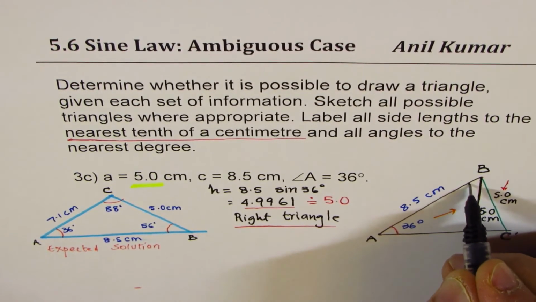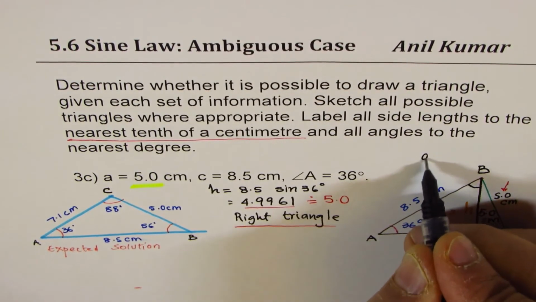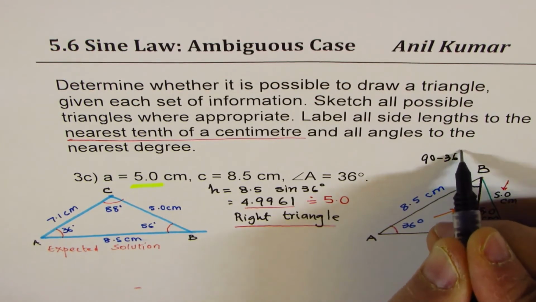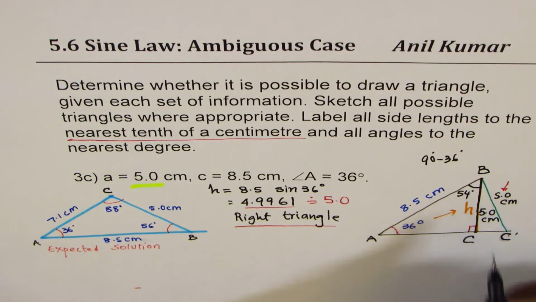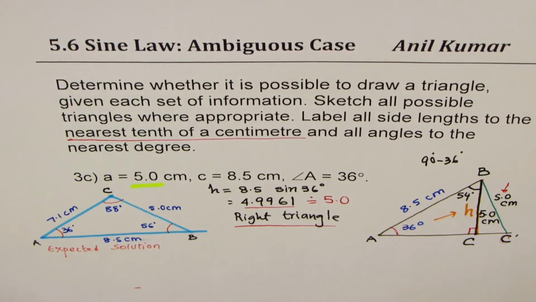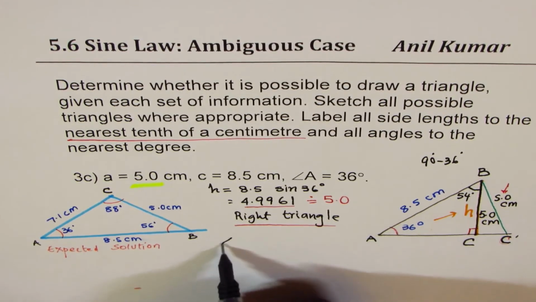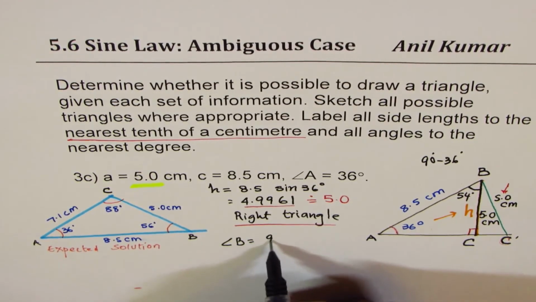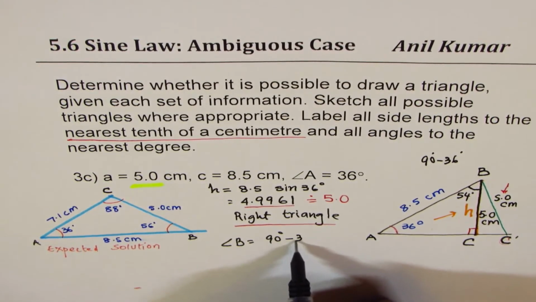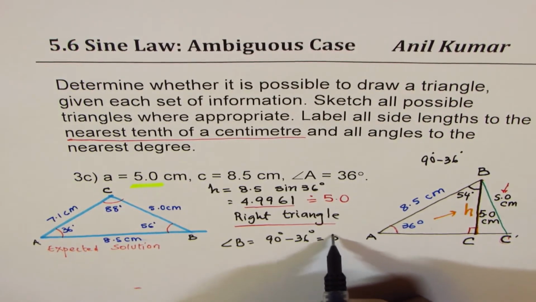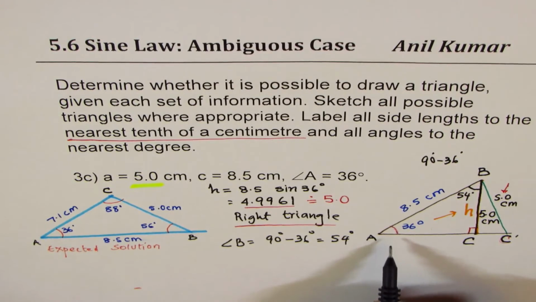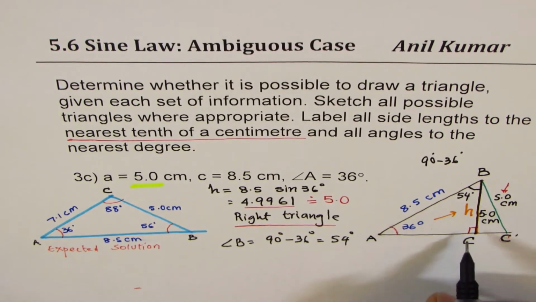And this angle will be what? 90 minus 36. Does it make sense to you? 54 degrees. So that should be my answer, right? And now we need to find what AC is. So let me write down, angle B is equal to 90 degrees minus 36 degrees, which is 54 degrees. And to find side AC, I can use sine law, right?